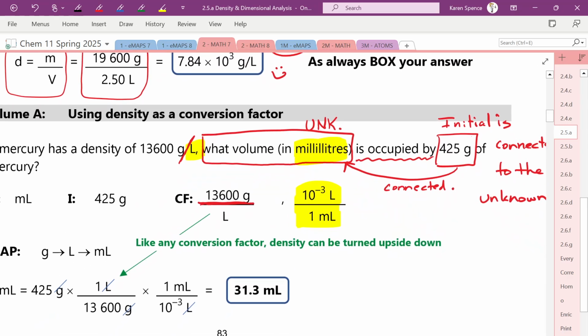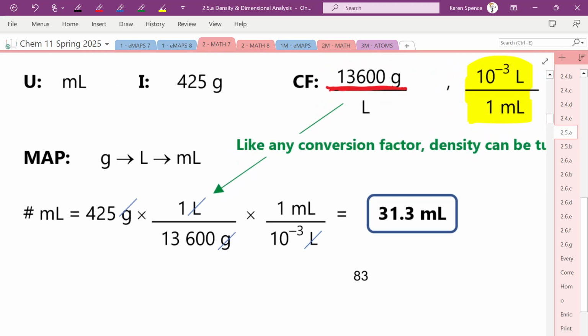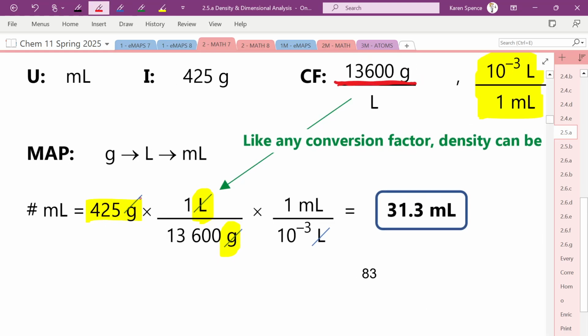So let's start with our initial, which is 425 grams. That means our grams have to go on the bottom and our liters have to go on the top. And we get that from the question. We get our numbers from the question. Grams cancel with grams. And then I want the volume in milliliters, not liters. So I have to cancel the liter. Remember, the 1 goes with the prefix, and our power of 10 goes with the regular unit. And we end up with 31.3 milliliters.